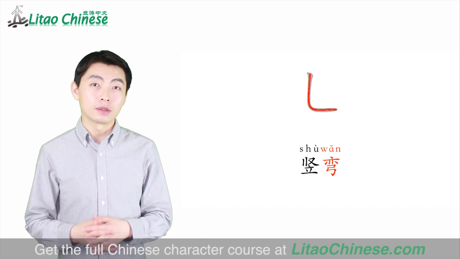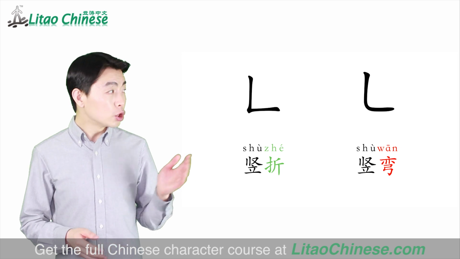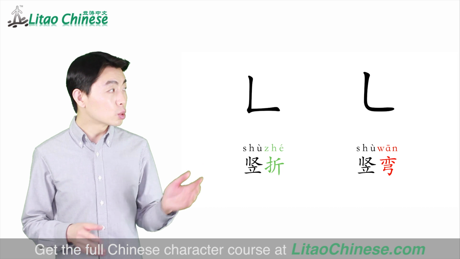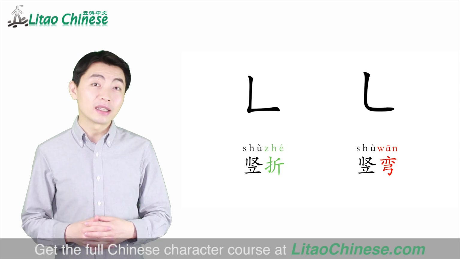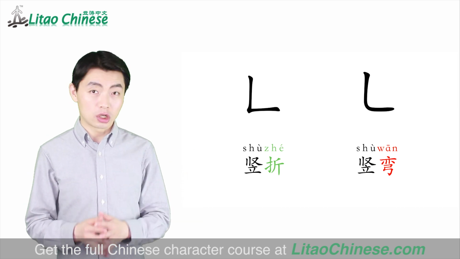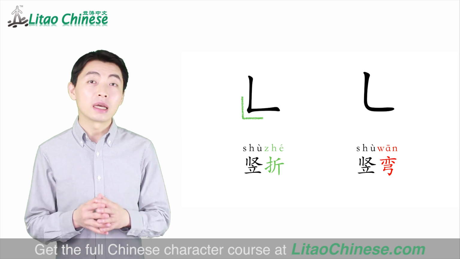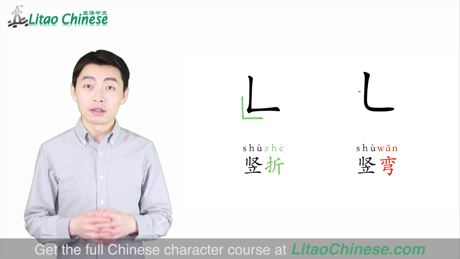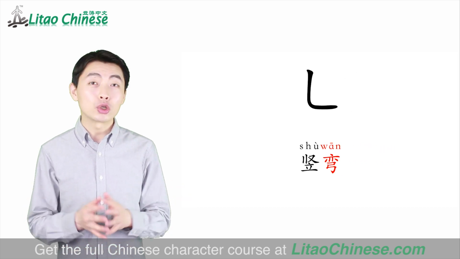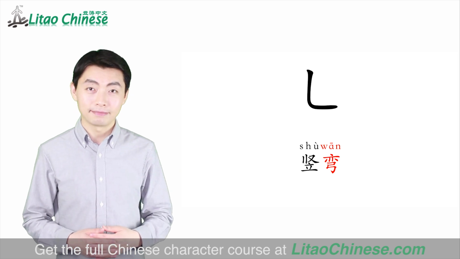In our previous lesson, we learned the compound stroke 竖折. The 2 strokes look very similar. They both begin with 竖, then have a right turning. The only difference is in the 竖折, the turning part is straight. But in the 竖弯, the turning part is a little bit curved. Let's look at 2 characters with this new compound stroke, 竖弯.